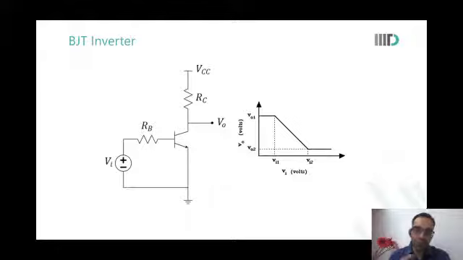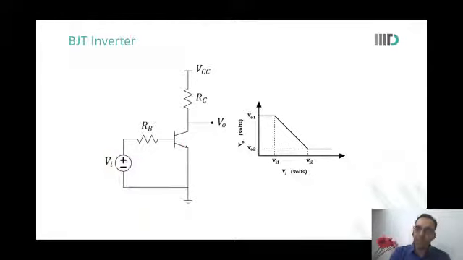Many people would have studied this in their earliest electronics course, because BJTs are the bread and butter of first year courses. In a few places BJTs are not even talked about; people only talk about CMOS. But this is one of the oldest implementations of an inverter, when CMOS did not exist and only BJTs existed. So what we said was that if you increase VI, the current that can flow through this BJT increases, and therefore V out goes to 0.